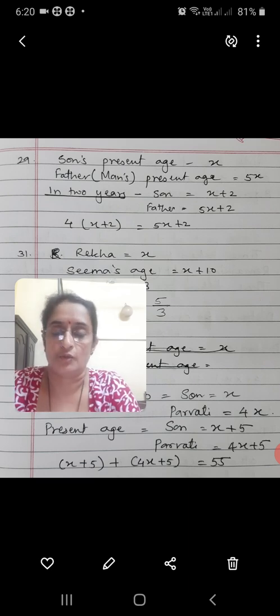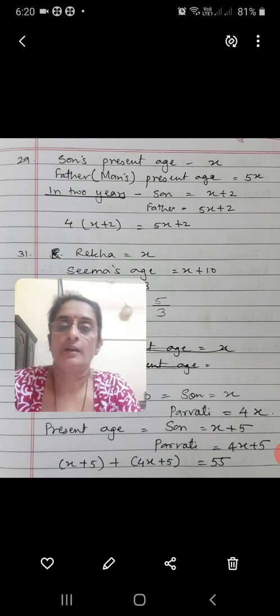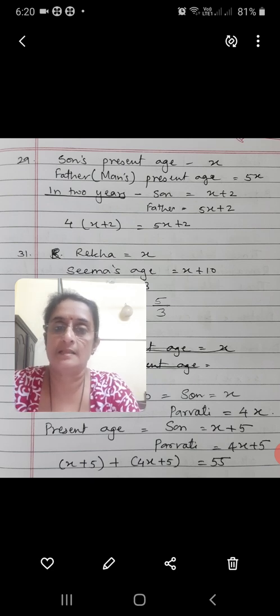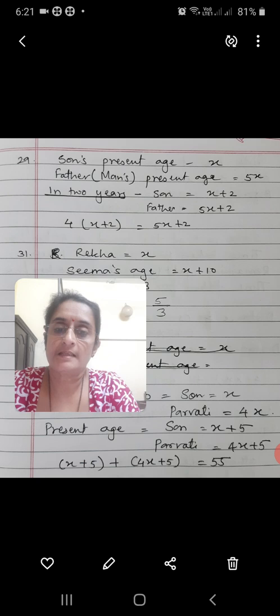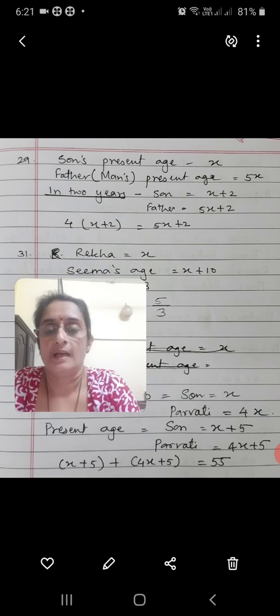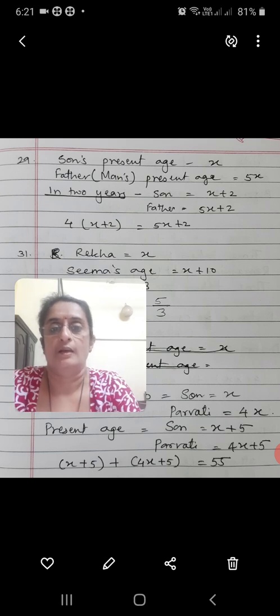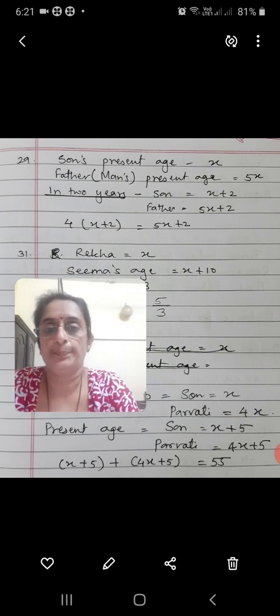Now in 2 years, it is told. In 2 years means after 2 years. So after 2 years, whatever the son's age is, we have to add 2 to that. If you are 10 years old now, after 2 years you are going to be 10 plus 2, that is 12. So here the son's age is x, and after 2 years he is going to be x plus 2. Even the father's age has to be increased by 2 years, isn't it? Father's present age is 5x. If you add 2 to that, that will be the father's age after 2 years. So the son's age after 2 years is x plus 2, and the father's age after 2 years is 5x plus 2.